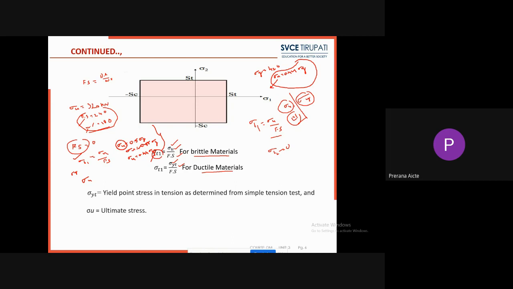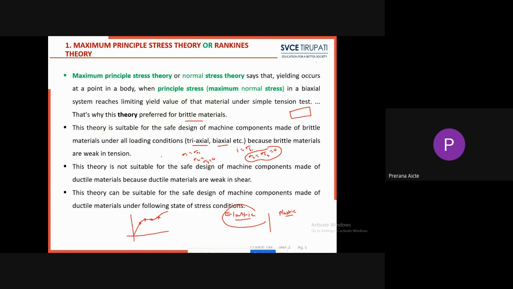In GATE exam 2016, the problem was: the load on the bolt consists of an axial pull of 20 kilonewton together with a transverse shear load of 10 kilonewton. How do you calculate the maximum principal stress? They give the ultimate stress value and factor of safety value, and you calculate the sigma T1 value. Simple question. That is about maximum principal stress theory. In this theory, you always calculate the sigma T1 value, for ductile as well as brittle material. So understand the concept of this first theory of failure.